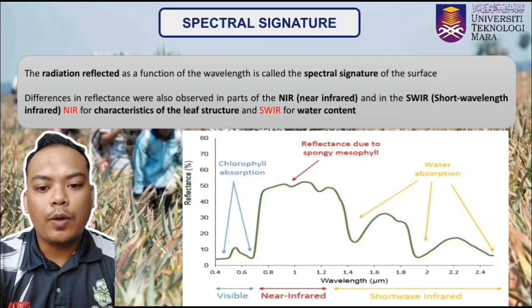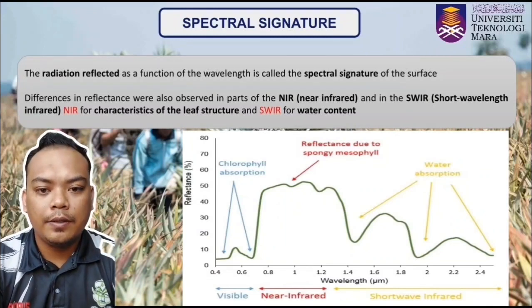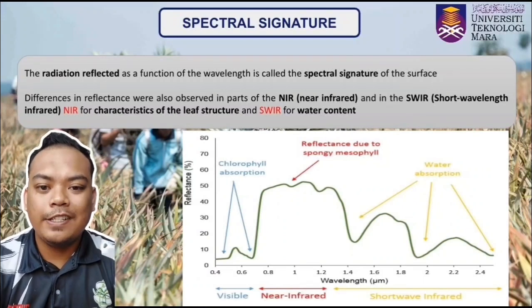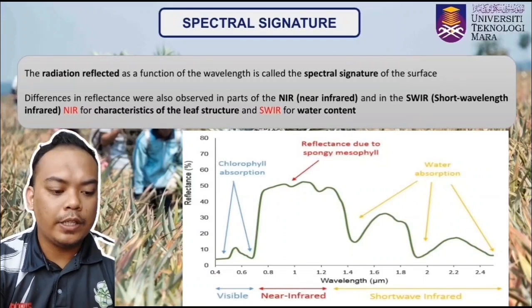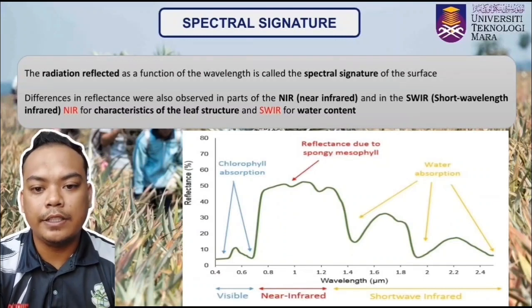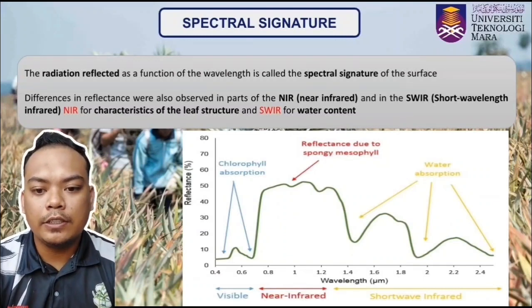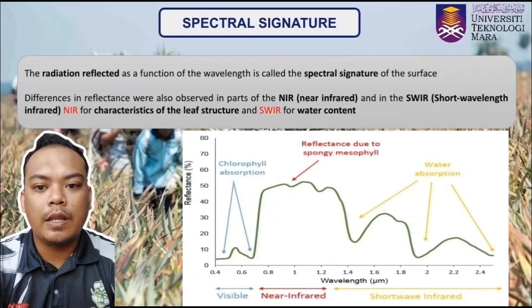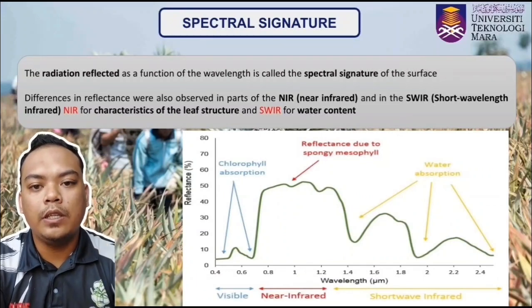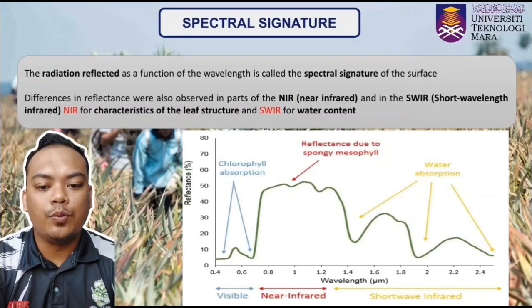And the second one is near infrared, or NIR, which is the reflectance due to the spongy mesophyll. In this phase, we can detect whether the plant has a nutrient deficiency or a disease. And the last one is the shortwave infrared, SWIR, which is the phase where we observe the water content and the water availability that the plant shows.